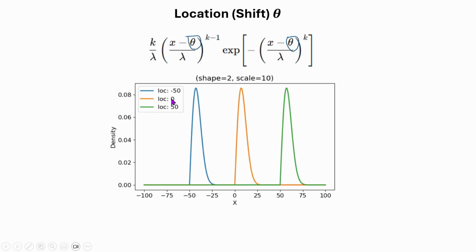You can see that when theta equal to 0, the function plotting starts from 0. Everything to the left is 0. When the location is minus 50, the function PDF plot starts from minus 50 and everything to the left will be 0. Similarly, when location theta is 50, the function starts from 50. So this parameter theta is basically responsible for where your PDF plot will start from. And it is unrestricted. You can give it any real number. So negative value is also okay.